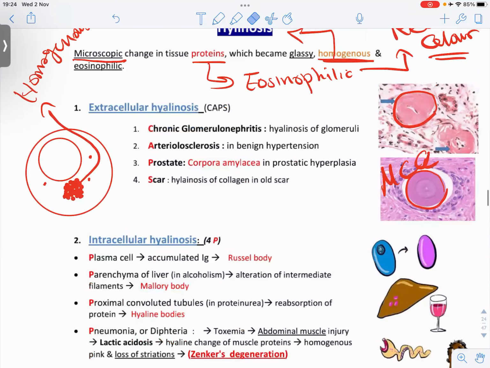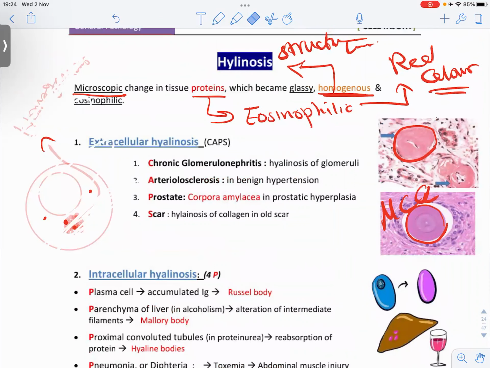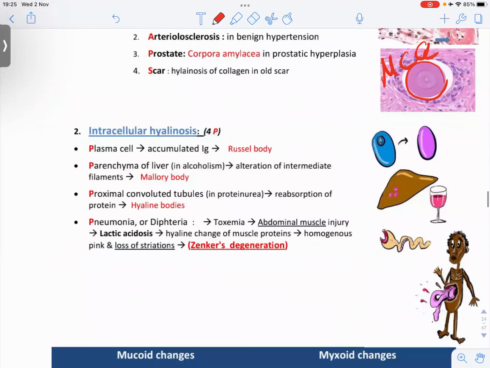And we see that in hyalinosis, we have two types: extracellular and intracellular. Extra means outside the cell, and intra means inside the cell. And we talked about the intracellular hyalinosis, when the protein starts to be accumulated inside the cell. And we said we have 4 Ps.